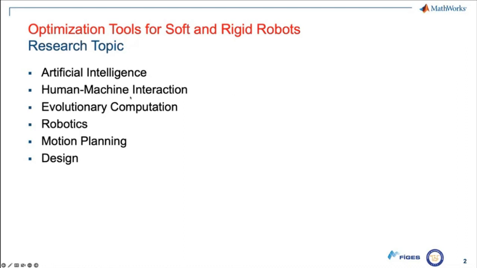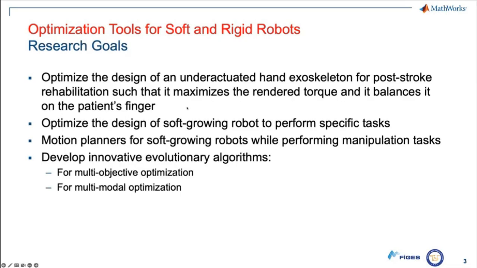Particularly in the field of artificial intelligence, I'm interested in evolutionary computation because I do optimization, and that's my favorite tool. So some of the projects that I work on are related to optimizing the design of robotic devices. There is one in particular in which we're trying to find out the best size for a hand robotic device to help people that had stroke to regain their mobility.